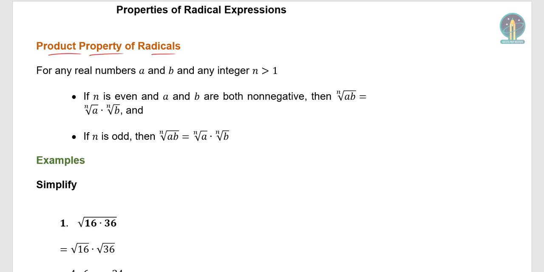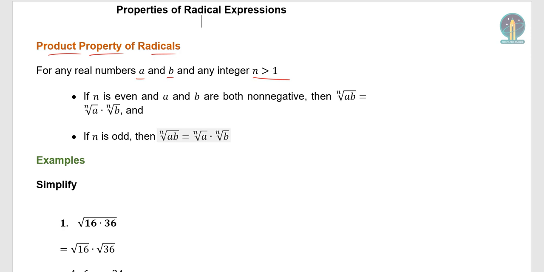For any real numbers a and b, and any integer n greater than 1, if n is even and a and b are both non-negative, then the nth root of ab, or a times b, is equal to the nth root of a times the nth root of b. Also, if n is odd, then the nth root of ab is also equal to the nth root of a times the nth root of b.